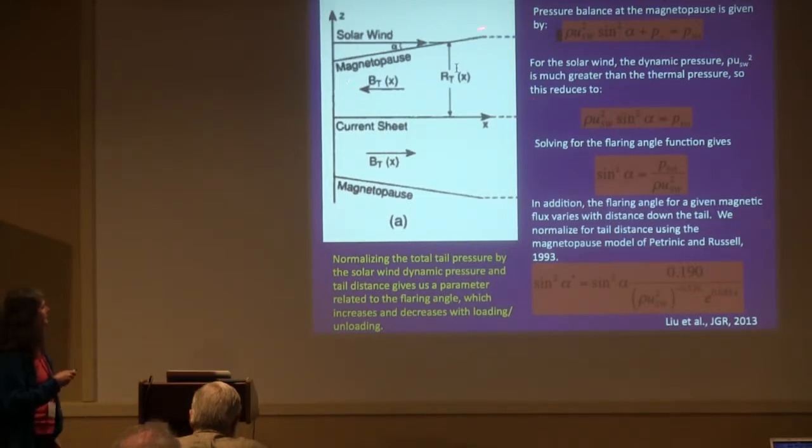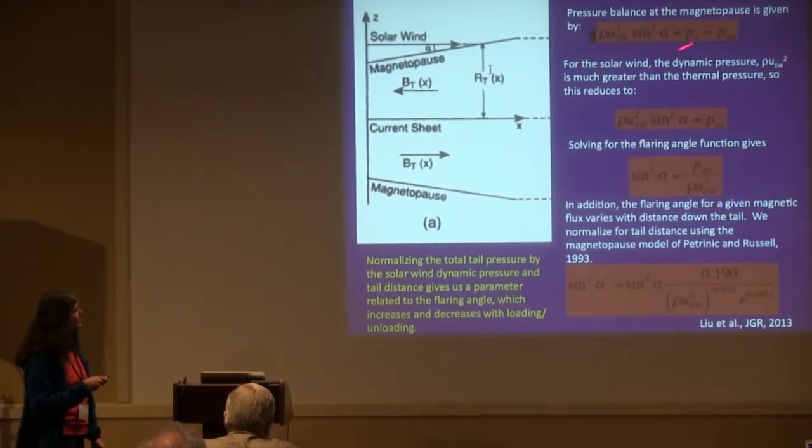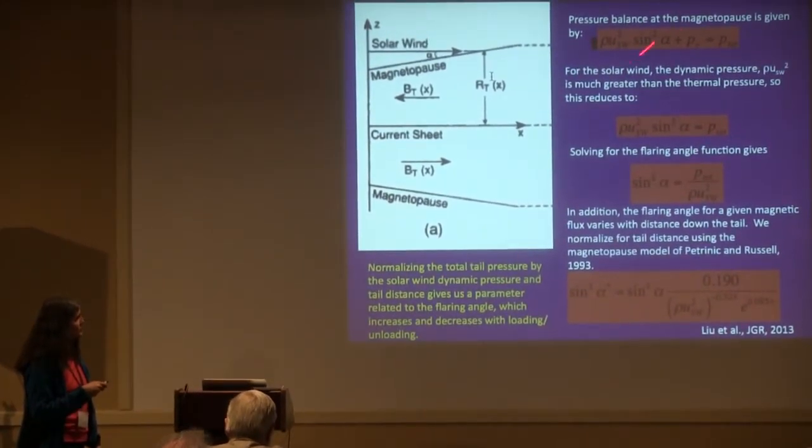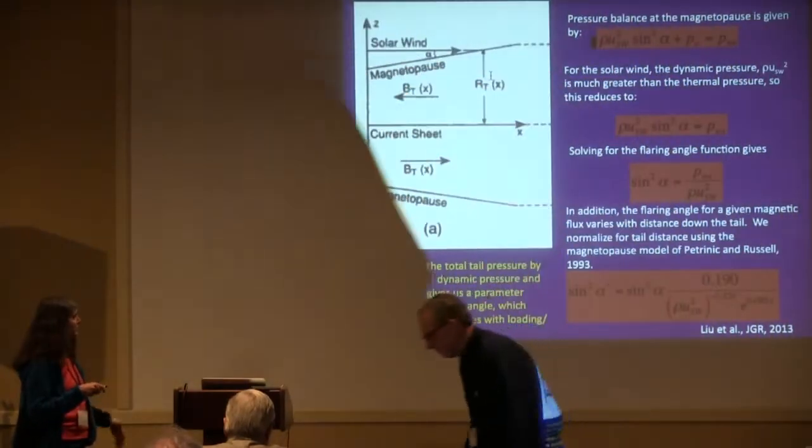Here's a simple magnetopause with the solar wind impinging on it. So pressure balance at the magnetopause is given here by the solar wind dynamic pressure and the solar wind thermal pressure. That impinging on the magnetopause is then equal to the total pressure that's observed in the plasma sheet. That's just pressure balance in this direction. The thermal term tends to be small, and so we can drop that and then solve for this flaring angle, and that gives you a parameter that in this model is just changing with the loading and unloading.